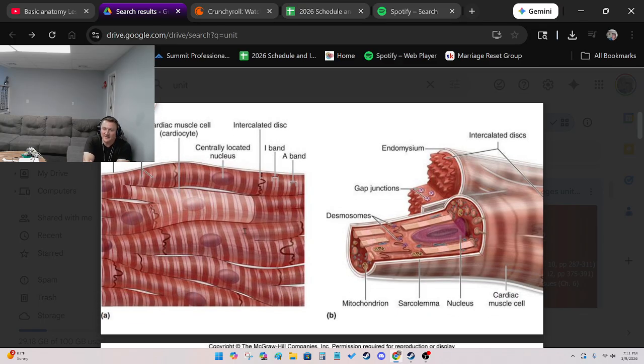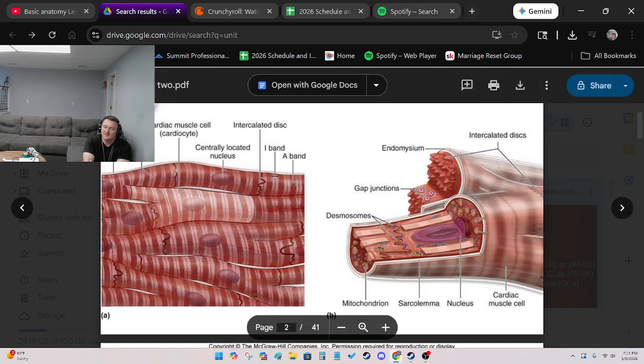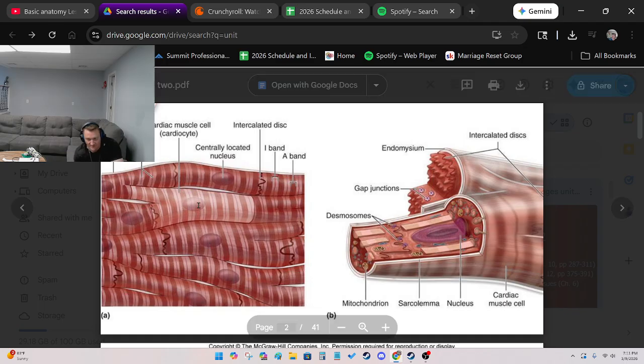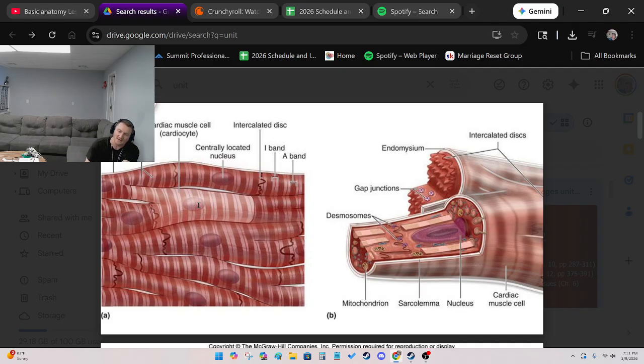All right, so cardiac muscle cells have a centrally located nucleus. Now, all this stuff is so that you can identify cardiac muscle on a slide. If you're on a test and you want to be able to identify cardiac muscle cells on a slide, this is what they look like, folks. The centrally located nucleus, that's just telling you to look for it in the middle.